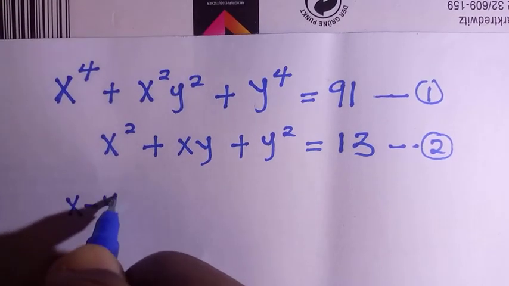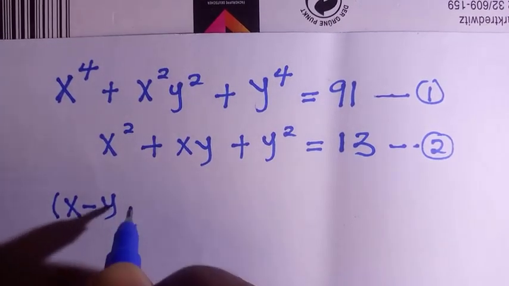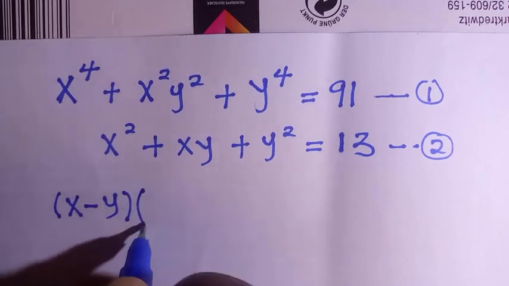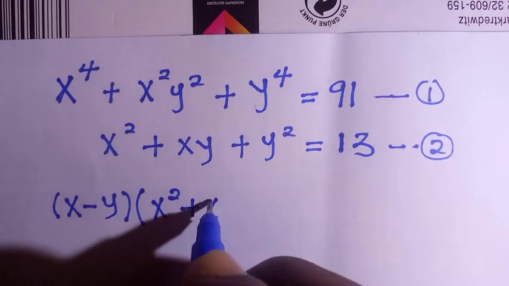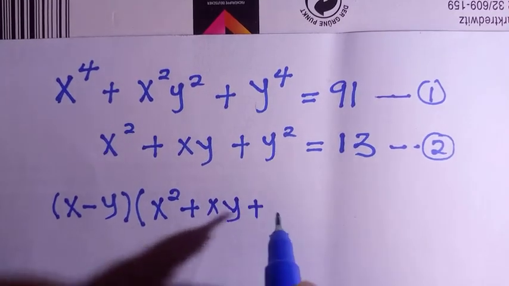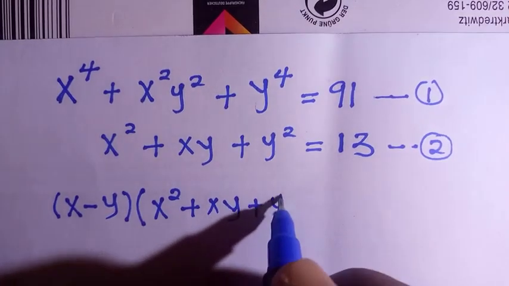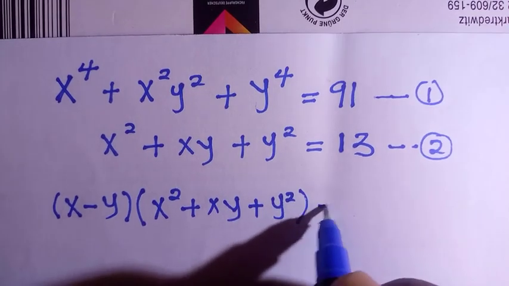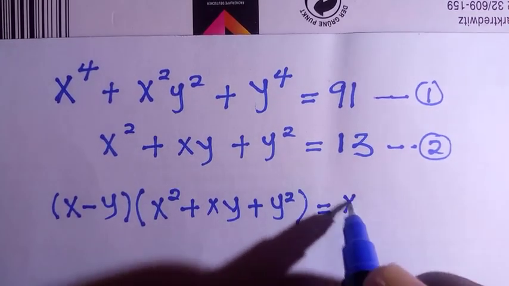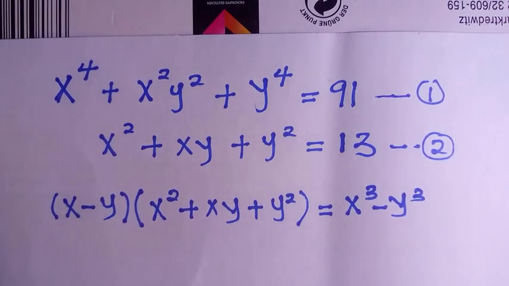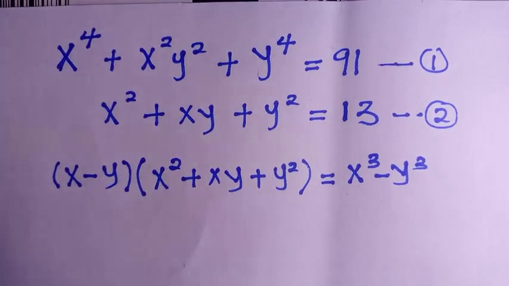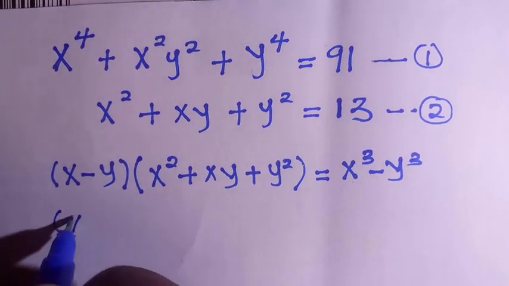If you have (x minus y)(x squared plus xy plus y squared), everything equals 0. We should know that this is the difference of two cubes, and it's an identity.